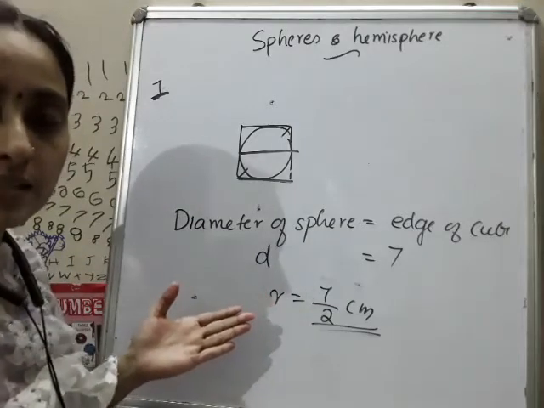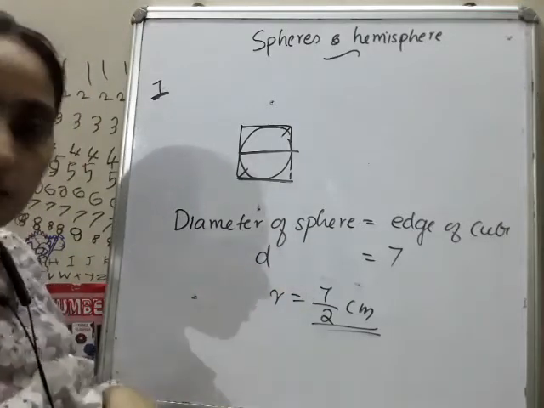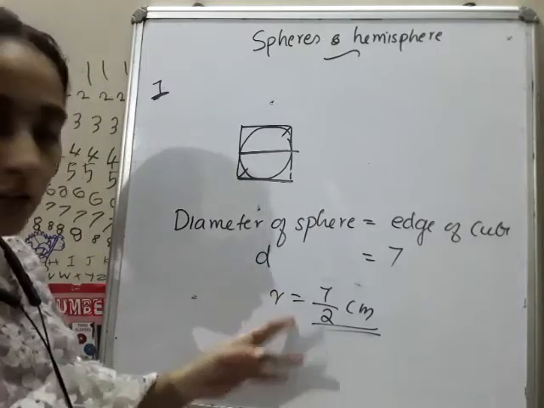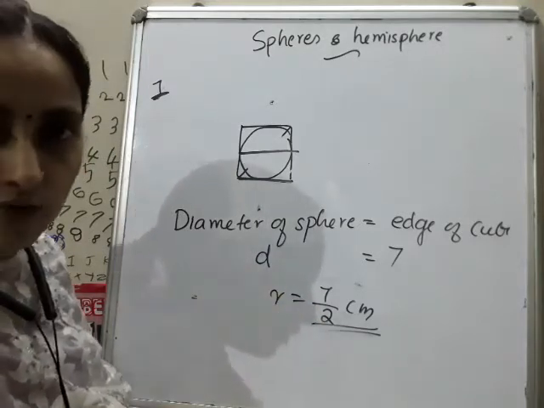Now you can easily find the surface area. The surface area of a sphere is 4 pi r square. You can find it out. And then the volume of the sphere is 4 by 3 pi r cube. From these equations you can easily find it out.